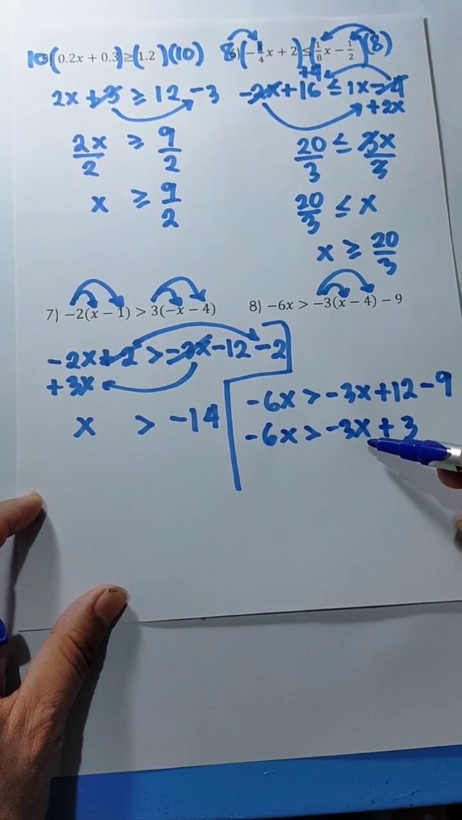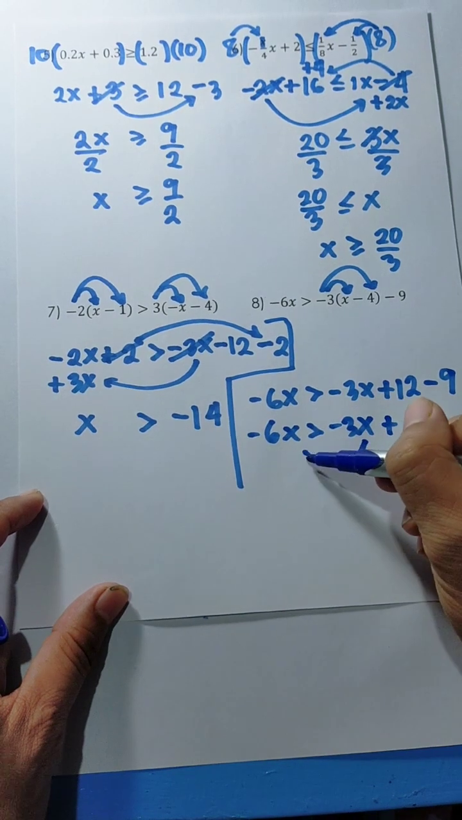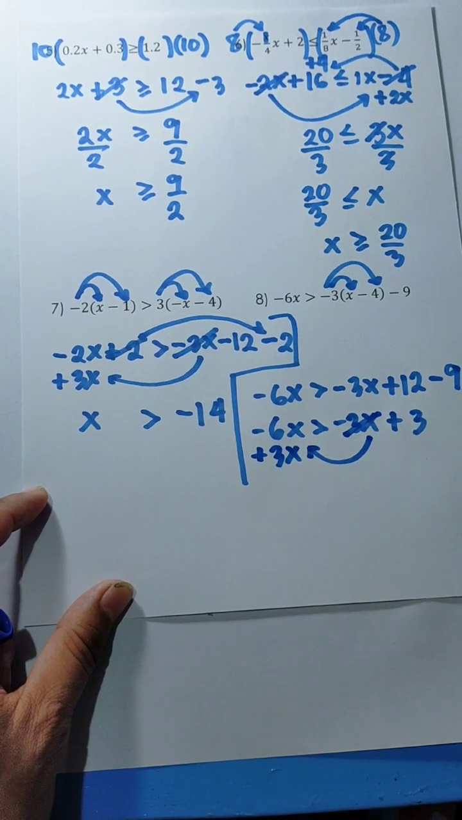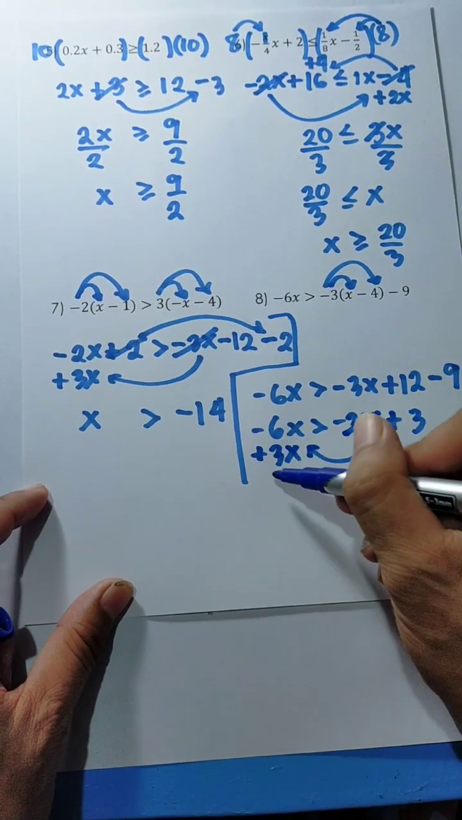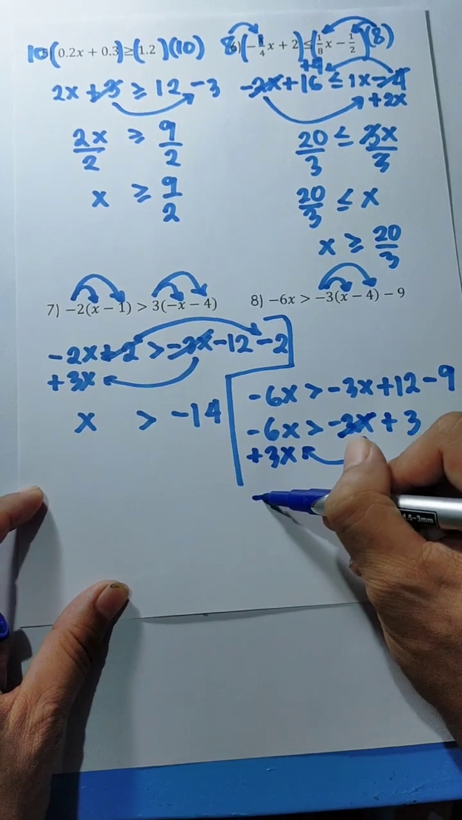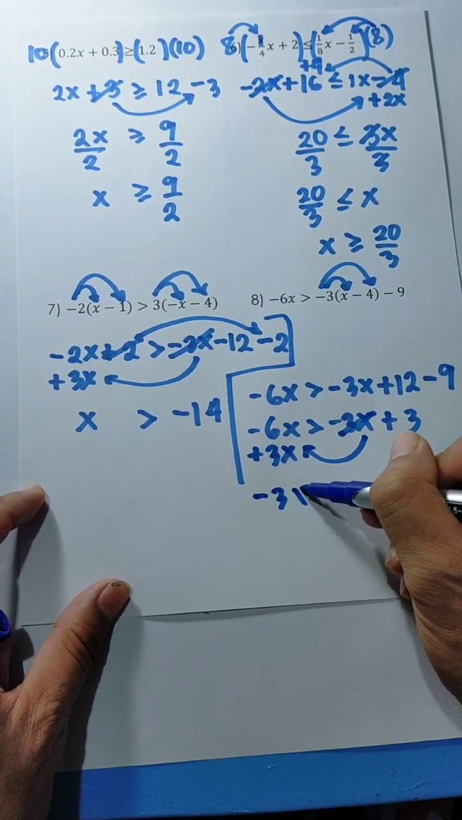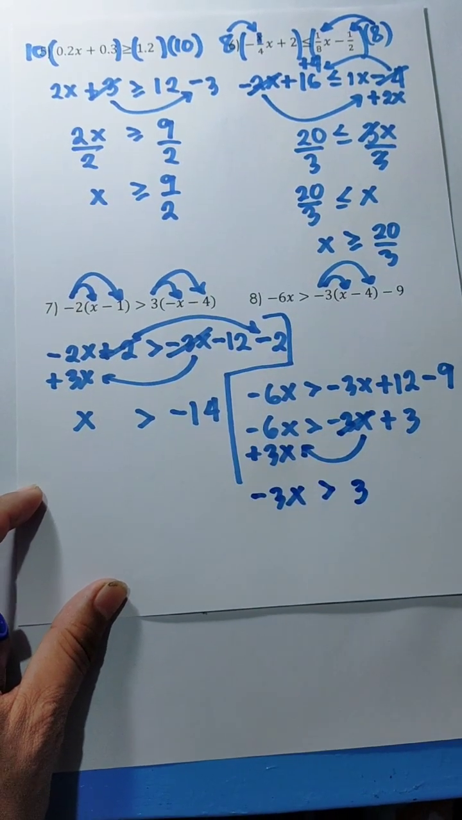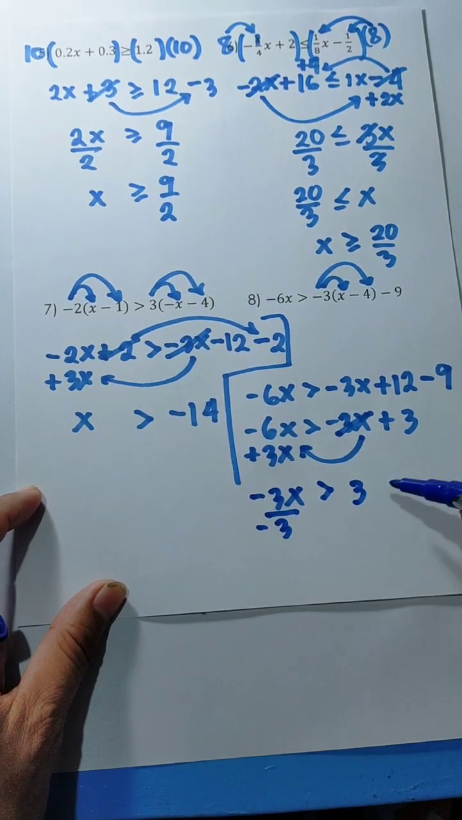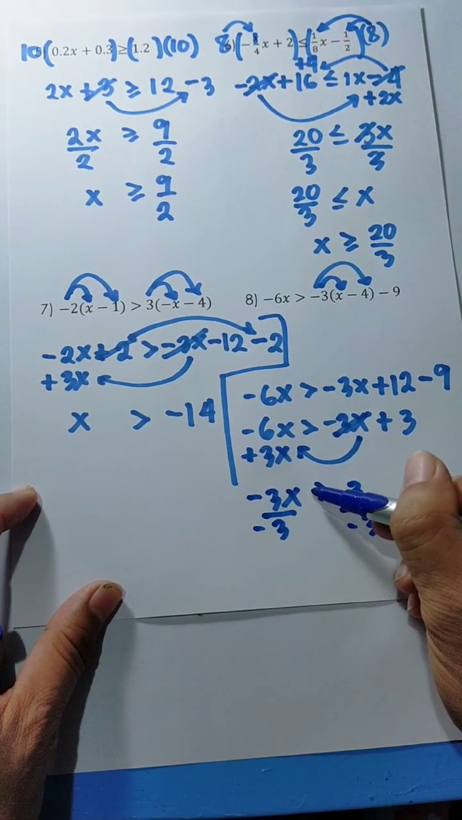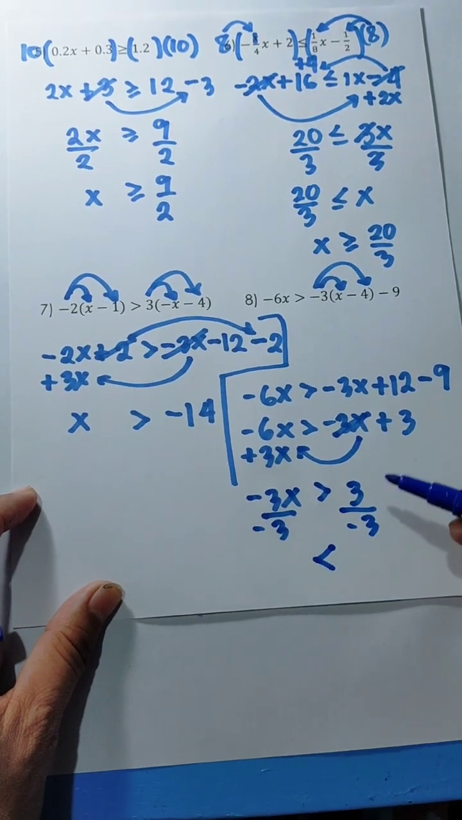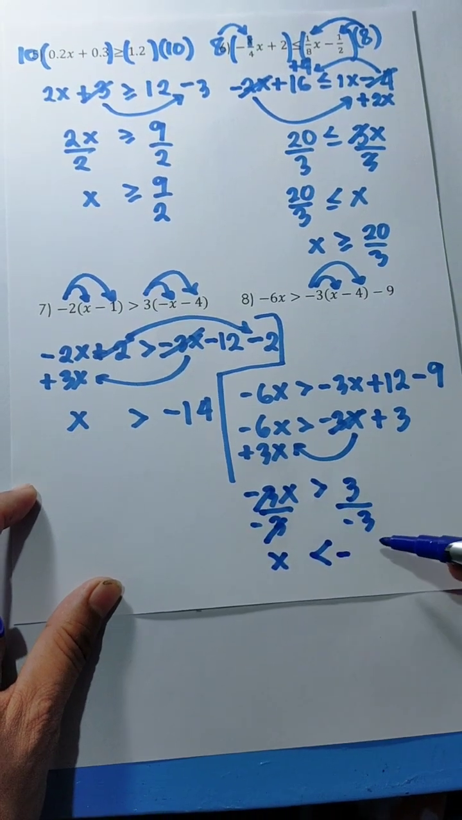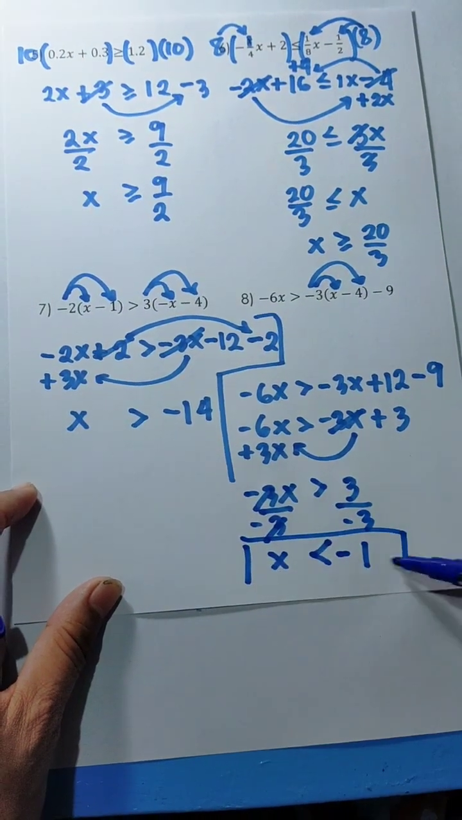And then we combine like terms. I'll move this here. This will become positive 3x. Negative 6x plus 3x is negative 3x. The negative is bigger. Now we get rid of negative 3. We're dividing by a negative, so our inequality is reversed. Positive divided by negative is negative. This is the answer.